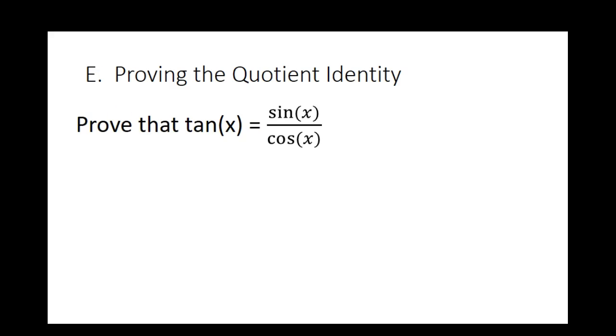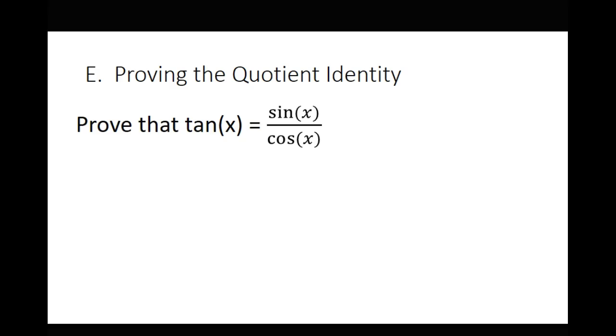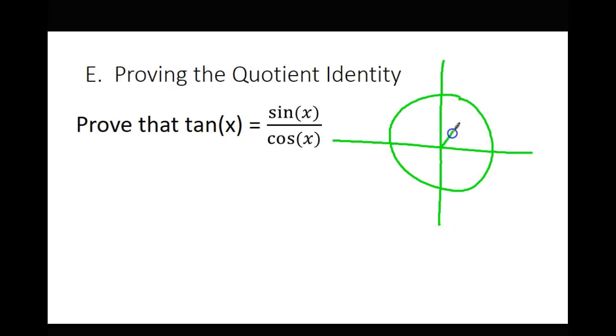So I'll just kind of prove this for you guys really quick. Why is tangent equal to sine over cosine? Okay. Well, let's go back to our unit circle for a minute here. So let's say I have an angle here. Remember how we drew triangles? The height represents the y value, the length represents the x value.